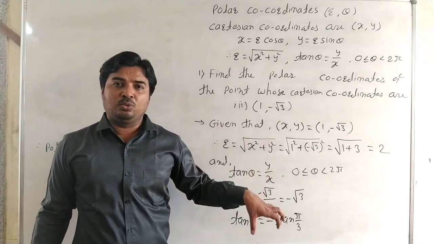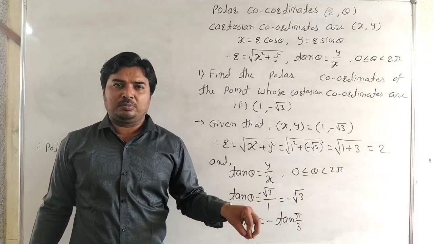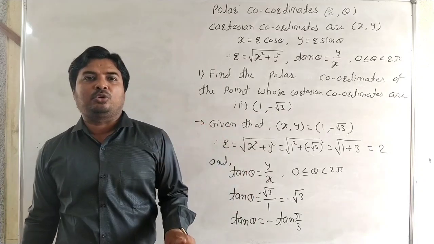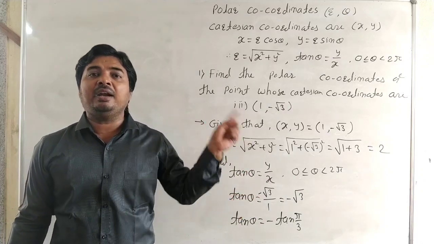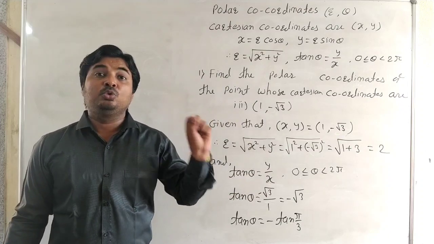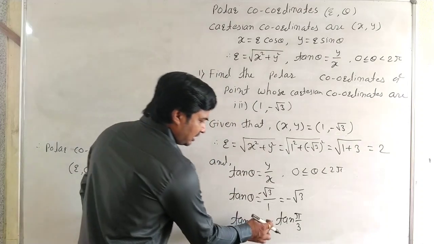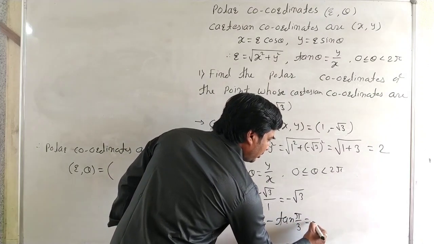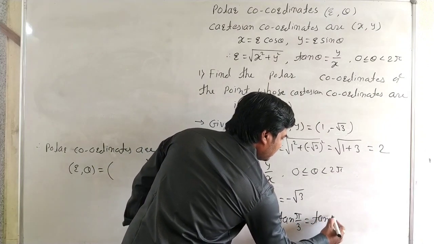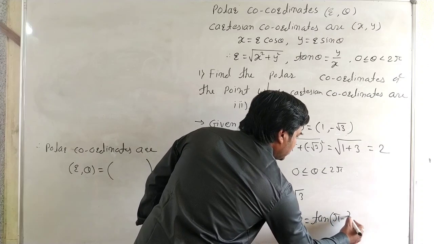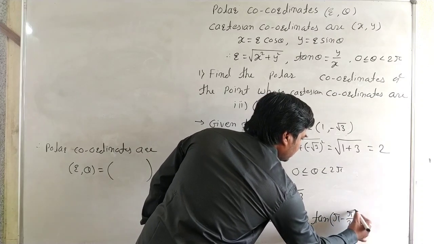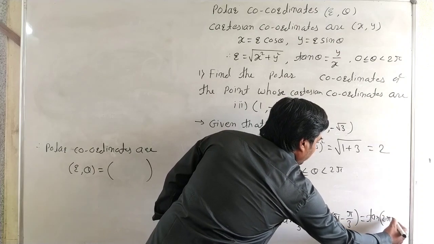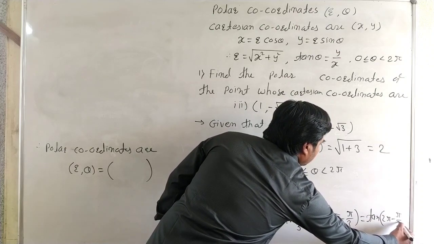Now, in which quadrants is tan negative? Tan is negative in the second quadrant and fourth quadrant, that is pi minus theta and 2 pi minus theta. So this minus tan pi by 3 we can write in the form tan of pi minus pi by 3 and tan of 2 pi minus pi by 3. It is a principal solution.